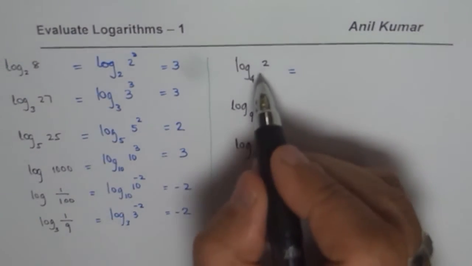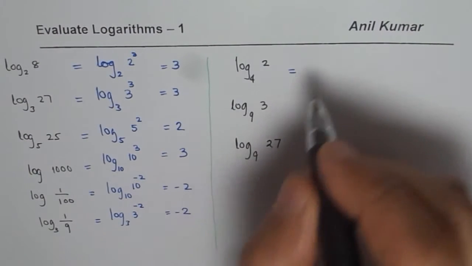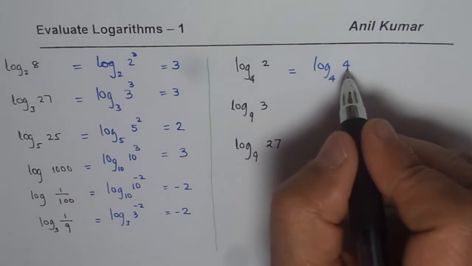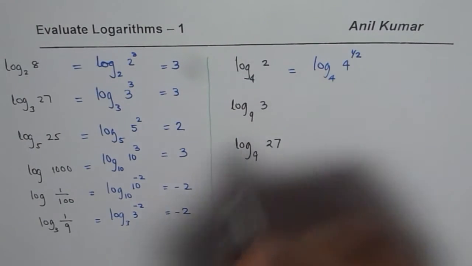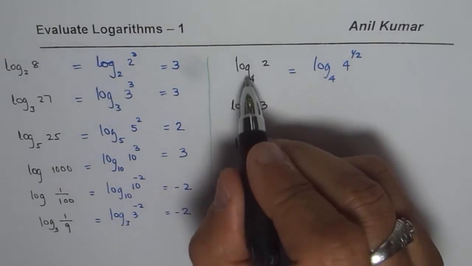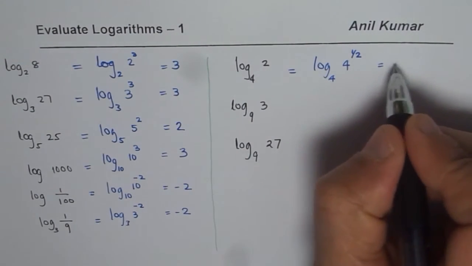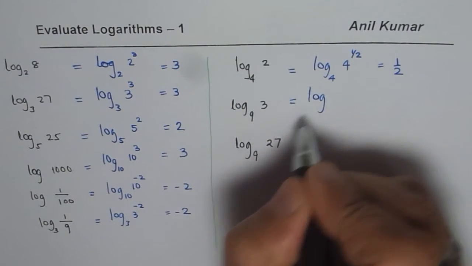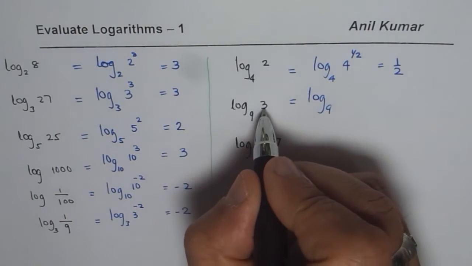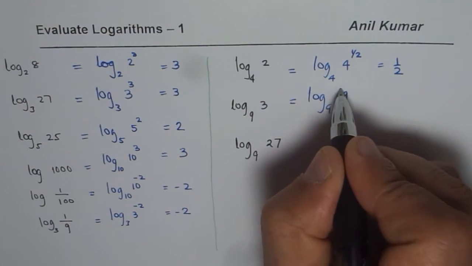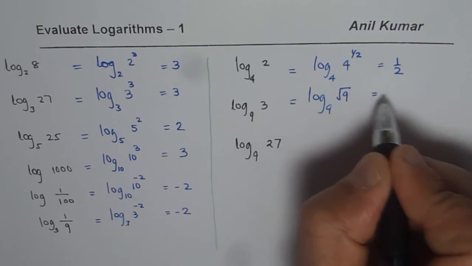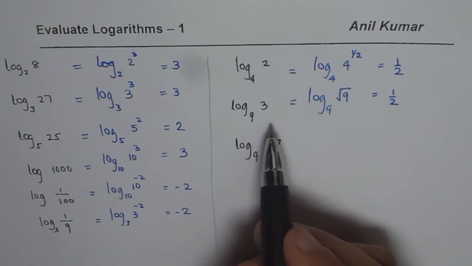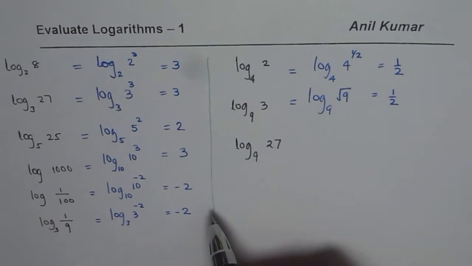I have to write 2 as 4 to the power of something. So 4 to the power of what is 2? We know the square root of 4, or 4 to the power of half, is 2. Therefore, log to the base 4 of 2 is half. Do you get the idea? Similarly, I could write log to the base 9 of 3, where 3 could be written as the square root of 9. Do you understand? So 9 to the power of half. So half is my answer. When you cannot directly get the answer like that, you could involve square roots.